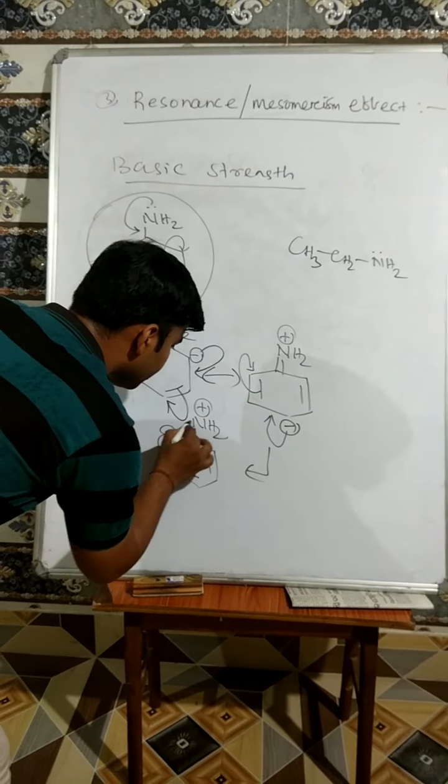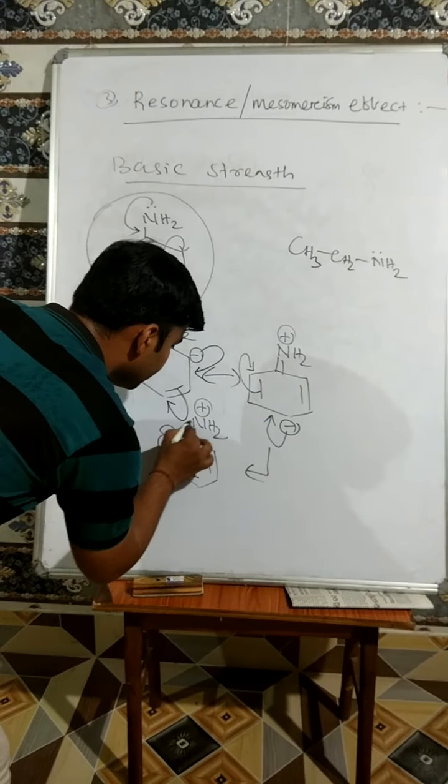So in all the resonating structures of aniline, you see at the nitrogen atom positive charge takes place, and it indicates its weak basic character, or it is a weak base, because if the nitrogen atom carries a positive charge, then it cannot easily accept a proton. That means it indicates its weak basic character.